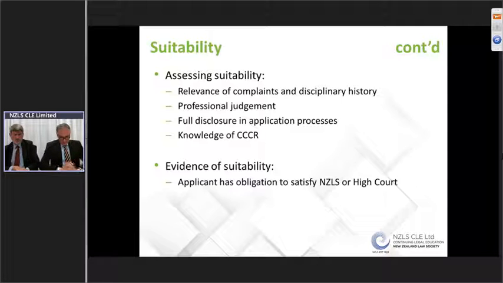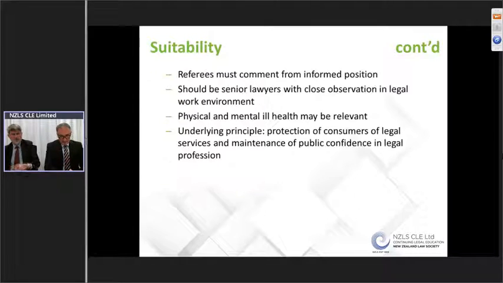Now, one other area of suitability I should mention before passing back to David is mental or physical health, and those are matters that the Law Society or the High Court is entitled to take into account. So again, a disclosure and explanation will be helpful in any application of those issues. All right. David.